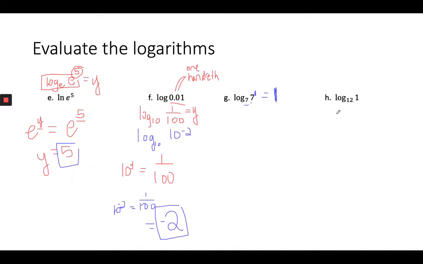And then our last one here is log base 12 of 1. So we're going to rewrite 1 as 12 to some power. Remember, any number to the 0 power is equal to 1. So another way to write h would be log base 12 of 12 to the 0 power. So then our answer for h is going to be 0.